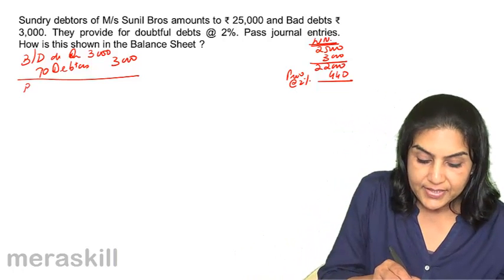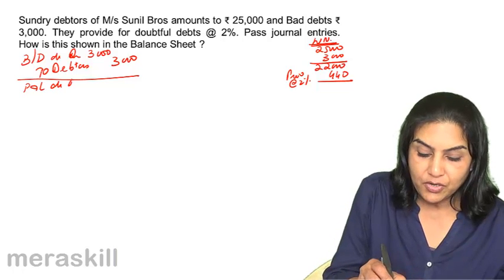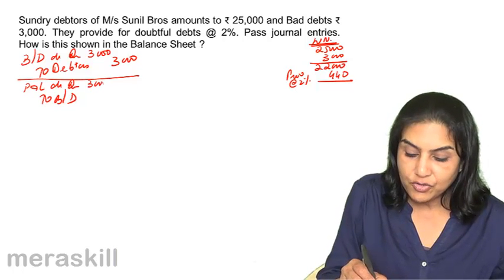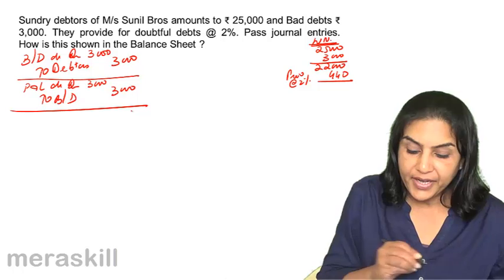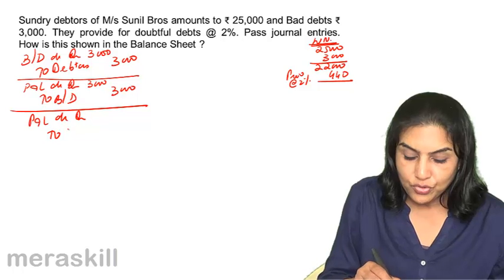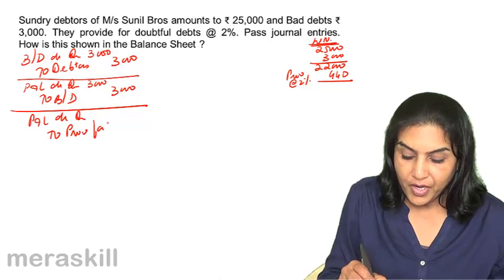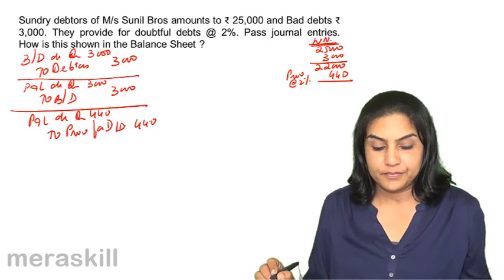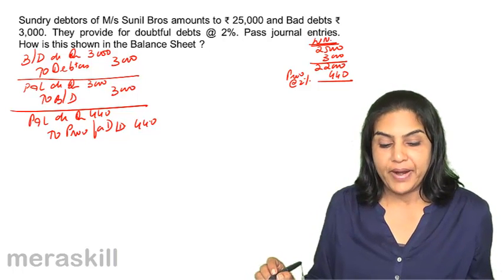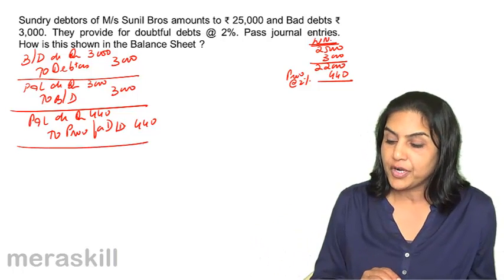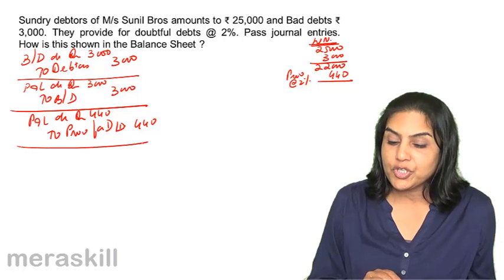So this bad debts is taken to the profit and loss account: profit and loss account debit to bad debts, an amount of 3,000. And for creating the provision, we would say profit and loss account debit to provision for doubtful debts, an amount of 440. Bad debts to debtors, profit and loss to bad debts, and profit and loss account debit to provision for doubtful debts. How is this shown in the balance sheet?